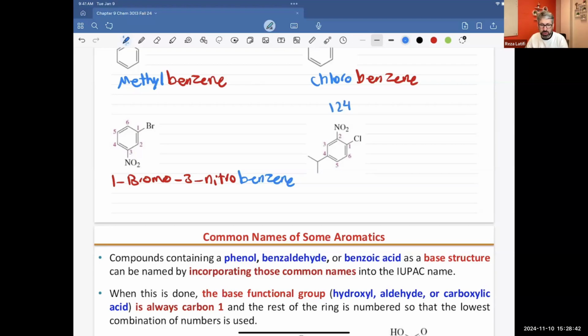Sorry, the isopropyl will be 4, so I get 1, 2, 4, instead of, for example, starting from here, 1, 2, 3, 4, 5. And if I turn to the right side, in that case, I get 1, 2, 5. So 1, 2, 4 is smaller than 1, 2, 5, so it's better to adopt that one.